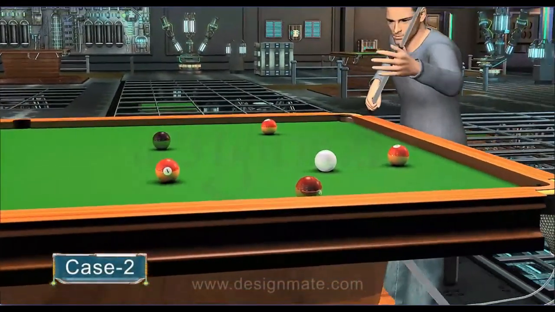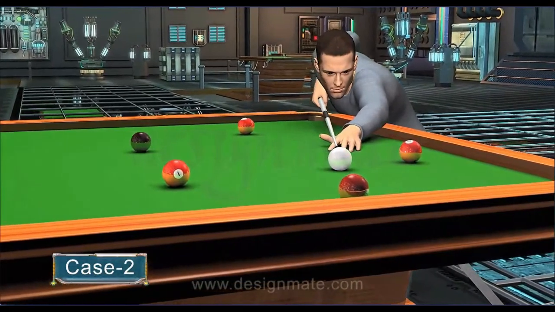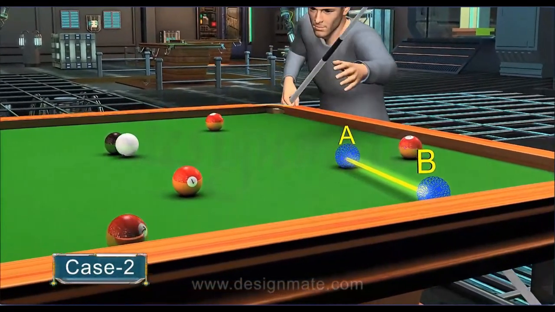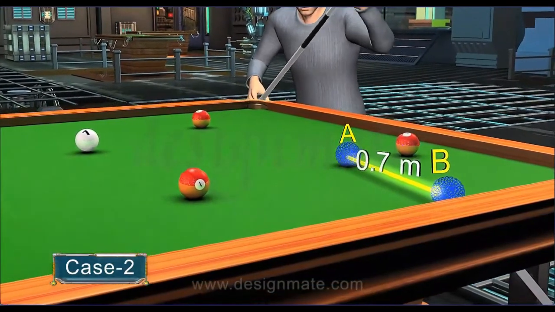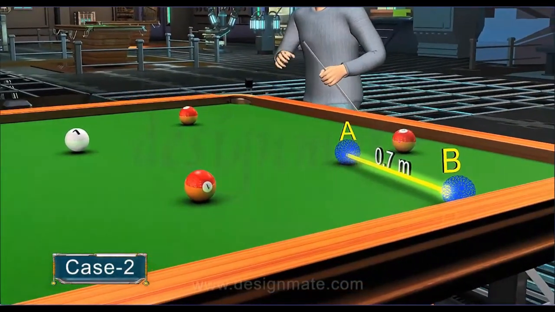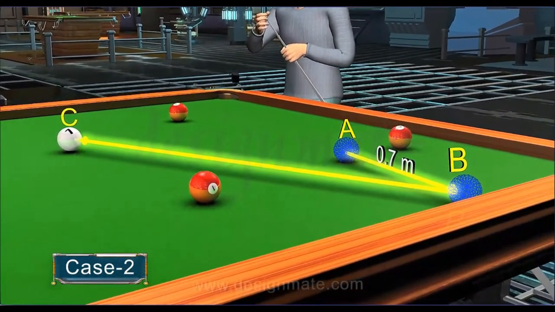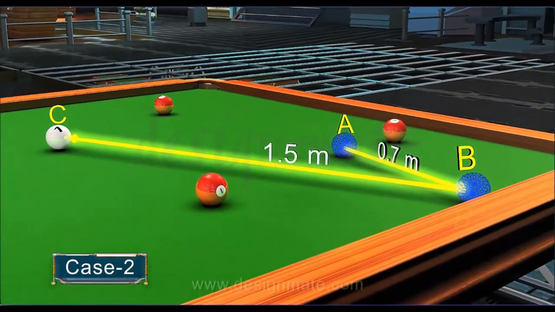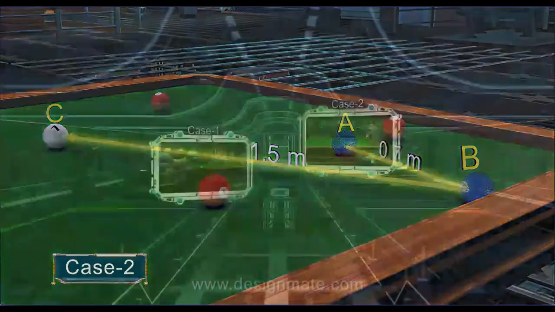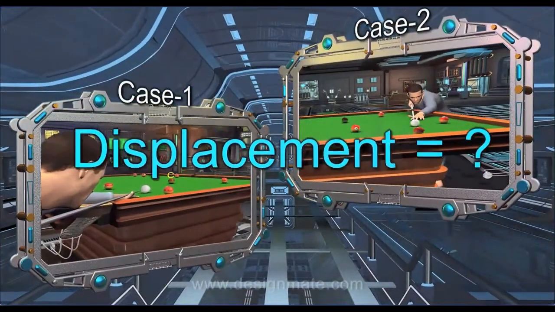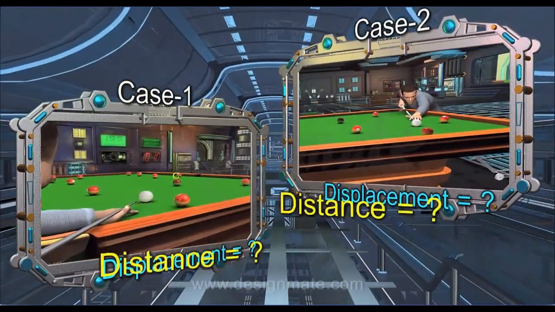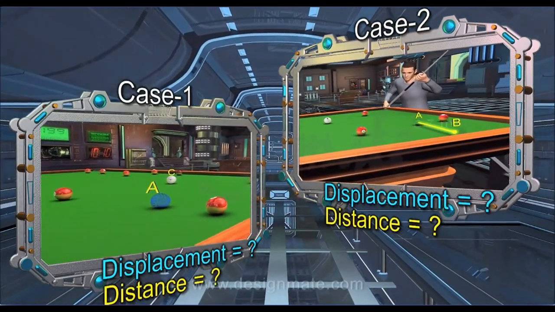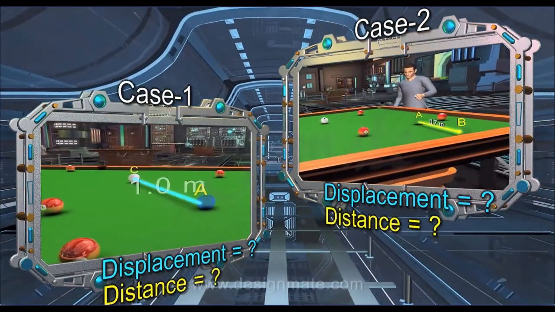In the next situation, the cue ball travels from point A to point B, covering a distance of 0.7 meters, and then finally reaches point C. The distance between point B and C is 1.5 meters. What is the value of displacement and that of distance traveled by the cue ball in both the cases? Are they the same? Let's get the answers to these questions.